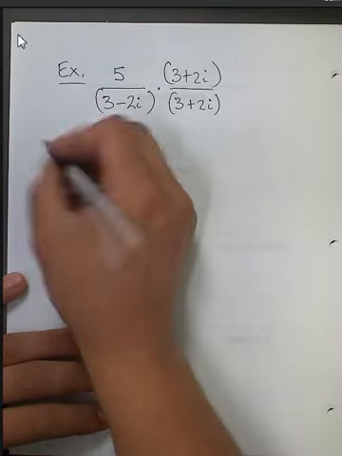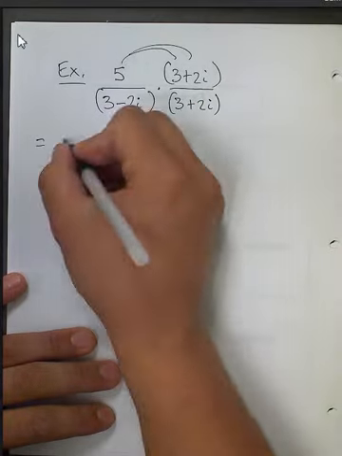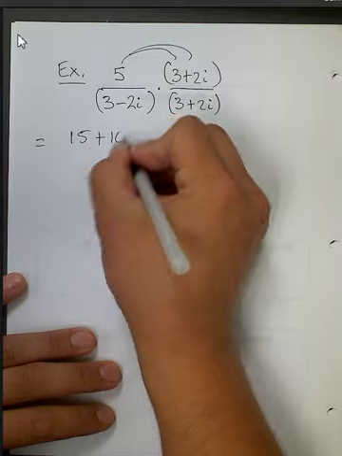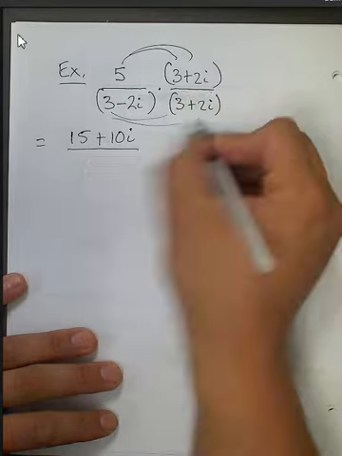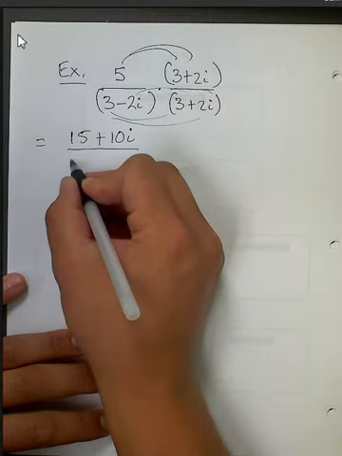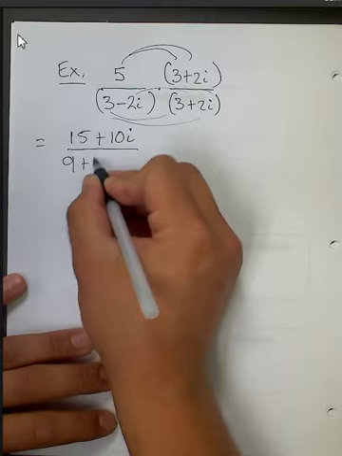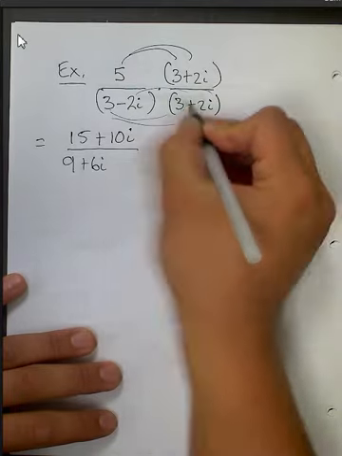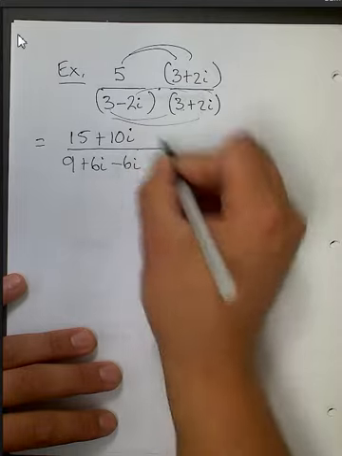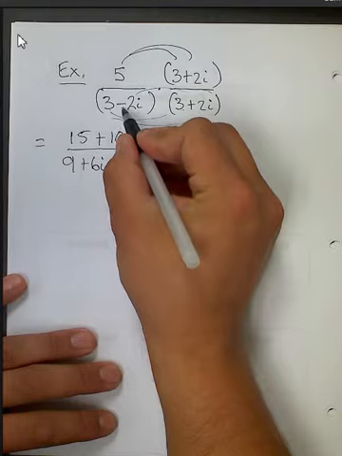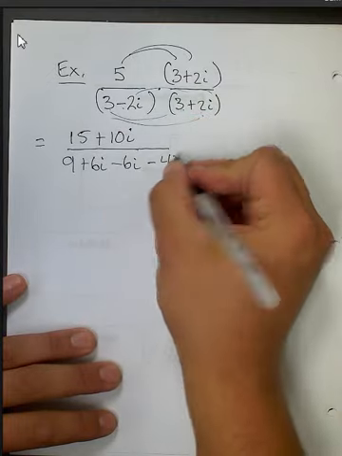So let's go ahead and distribute 5 into the quantity 3 plus 2i. That becomes 15 plus 10i. And we're going to put that over, and then we're going to basically FOIL on the bottom. And we get 3 times 3 is 9. 3 times 2i is plus 6i. Negative 2i times 3 is negative 6i. That's what I'm looking for. I'm looking for those middle terms, the imaginary numbers, to disappear. And negative 2i times positive 2i is negative 4i squared.